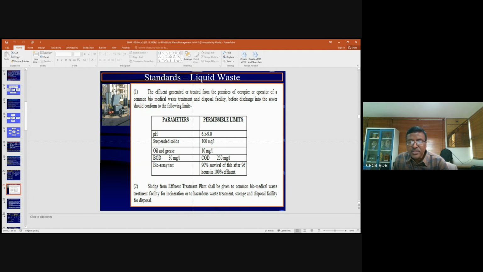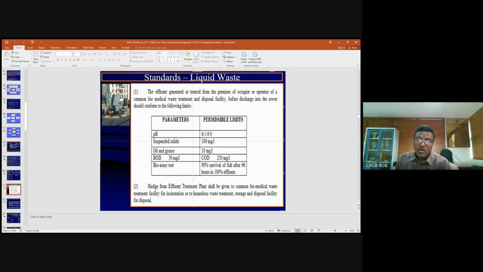In the case of suspended solids, the liquid waste cannot have suspended solids of more than 100 milligrams per liter. Oil and grease cannot be more than 10 milligrams per liter. BOD cannot be more than 30 milligrams per liter. COD cannot be more than 250 milligrams per liter. And the bioassay test requires 90% survival of fish after 96 hours in 100% effluent.